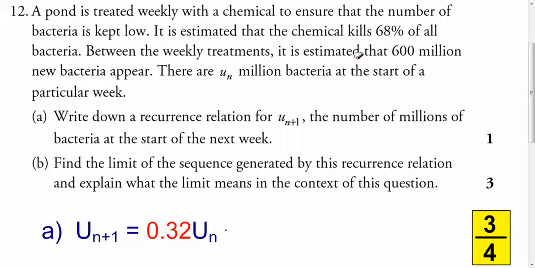But what's happening after that? 600 million new bacteria are appearing, so we need a plus 600. You don't need to write million in here, just use plus 600. That gives you a mark.